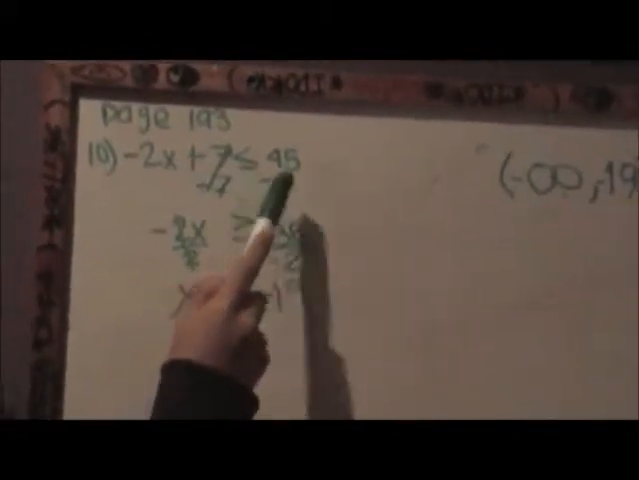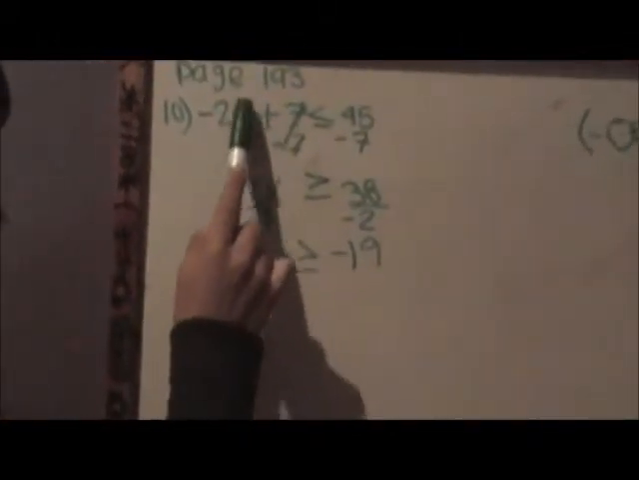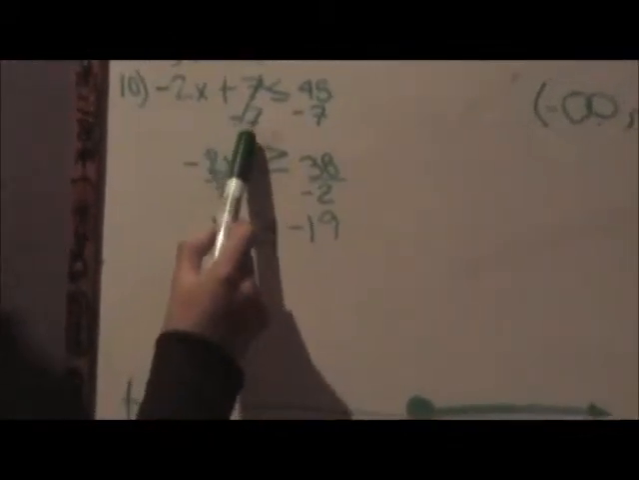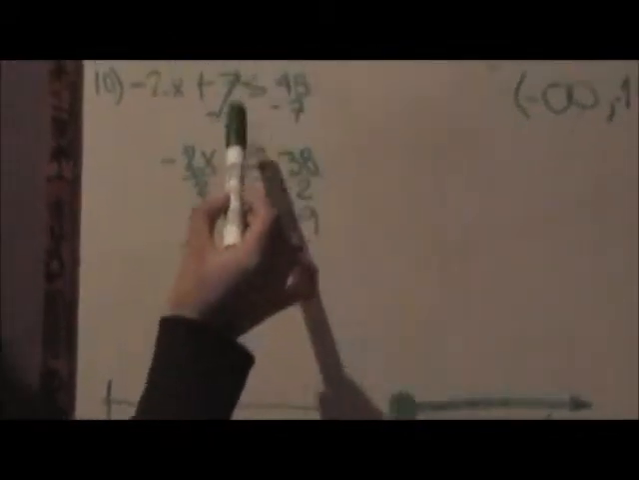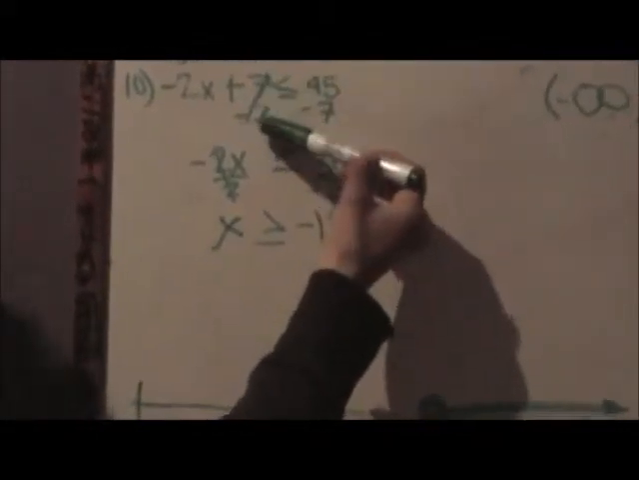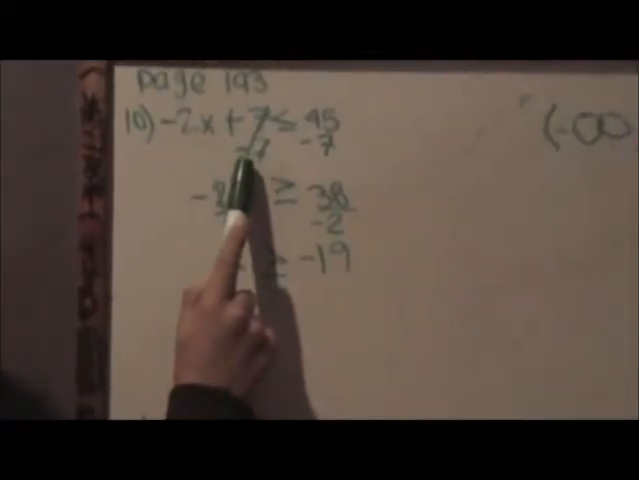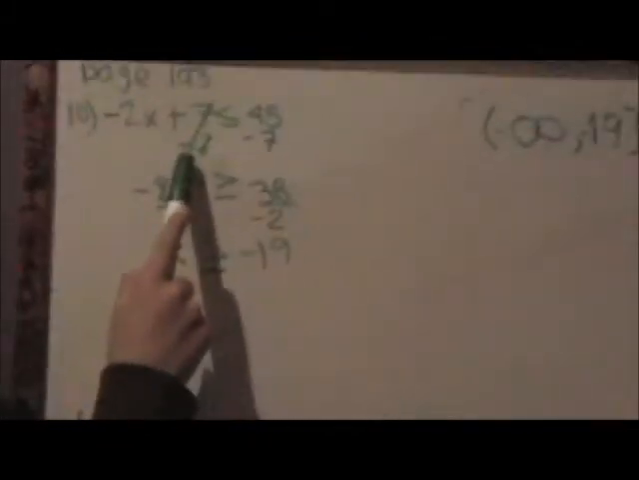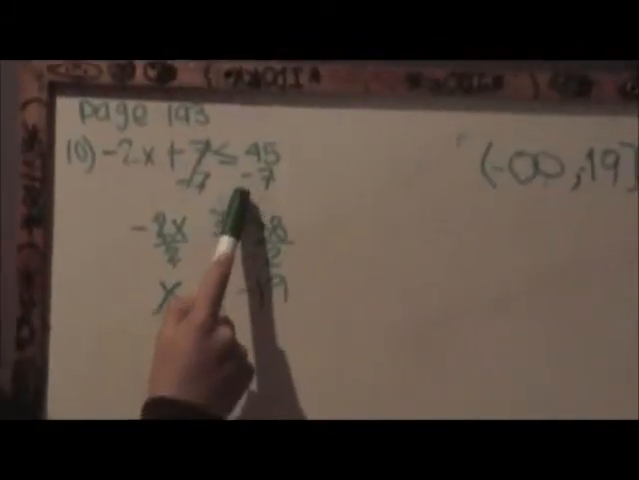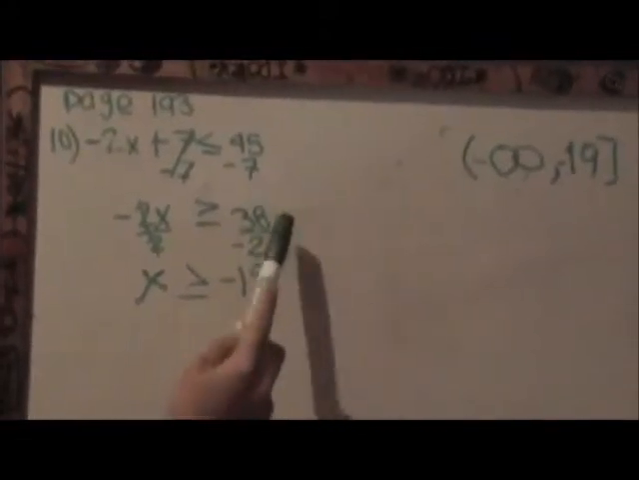Hi, my name is Juliana Delgado explaining page 193, number 10. So here we have -2x + 7 ≤ 45. For making that x just leave, I'm going to subtract the 7. As you see here, I remove the 7 and the 7, leaving nothing. Here I do the same that I do here. If I have subtracting here, I also have subtracting by 7 here. So 45 minus 7 is 38, as you see here.